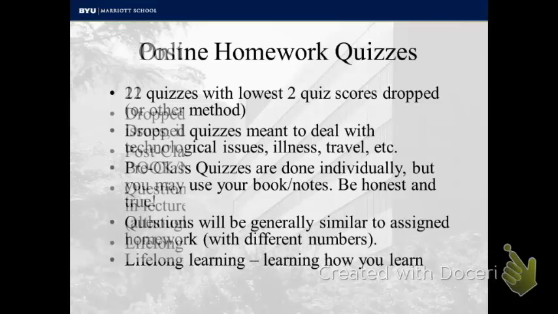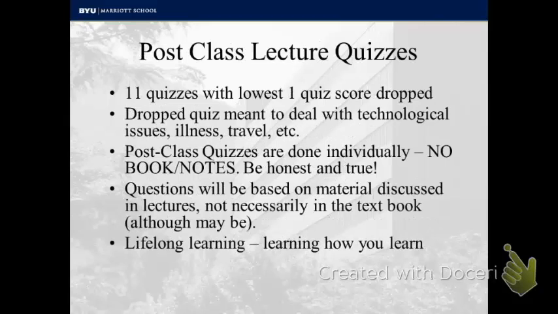Post-class quizzes, remember there's 1 of those each week, so there's 11 total and 1 will be dropped. Again, they're 10 points apiece, so 100 points will go toward these post-class quizzes. Any dropped quiz, again, is meant to deal with technological issues, illness, travel, vacation, inability to access, whatever. That's what those are intended to be for.